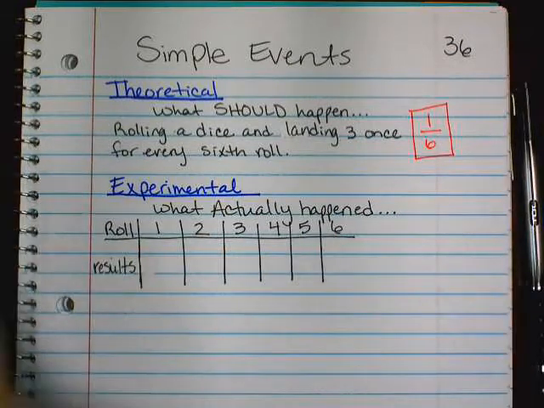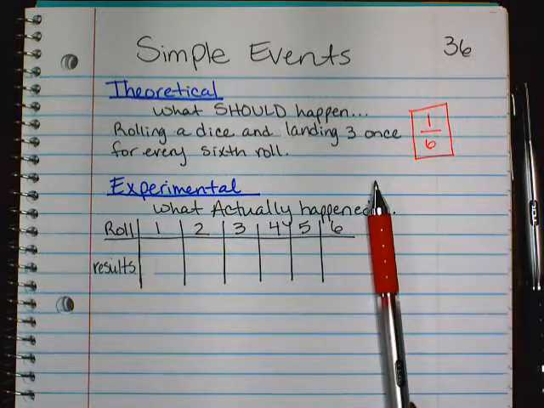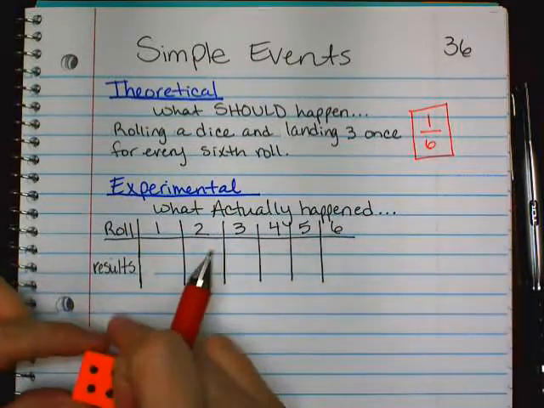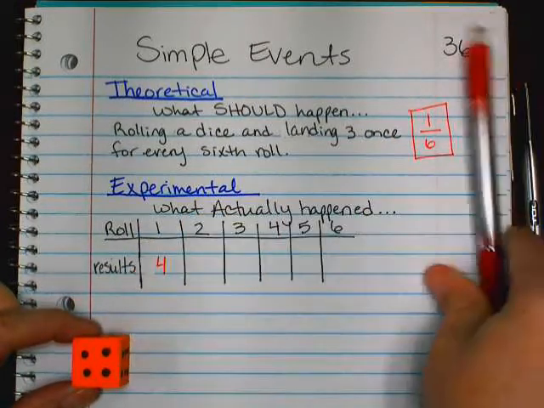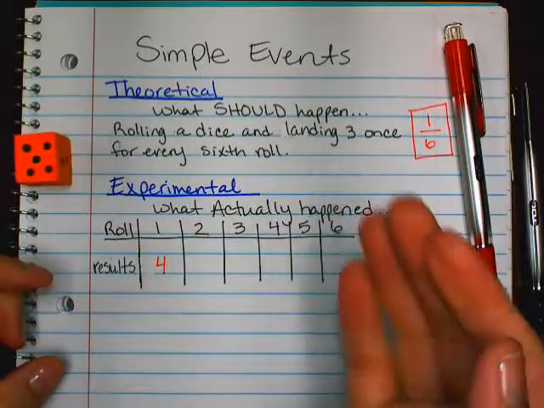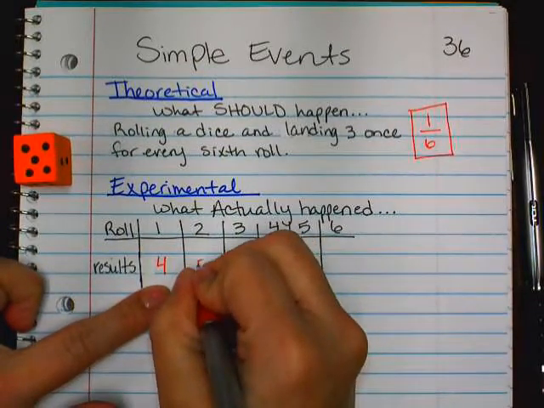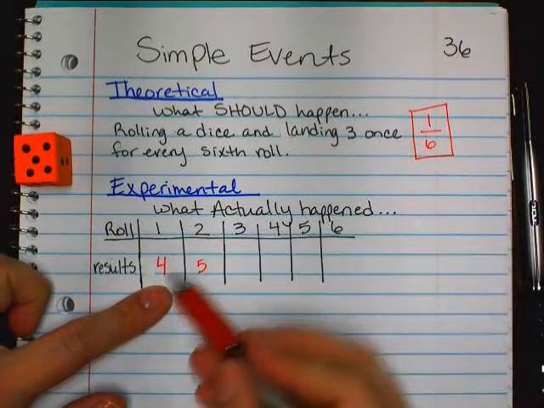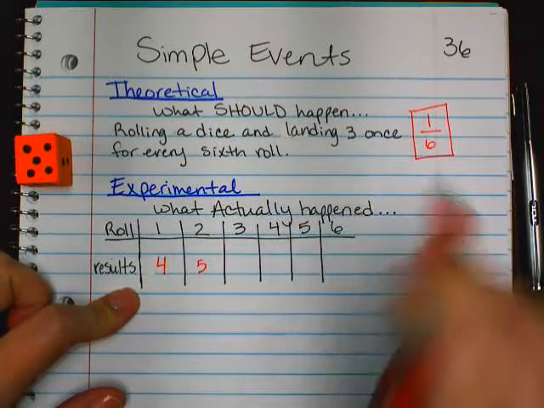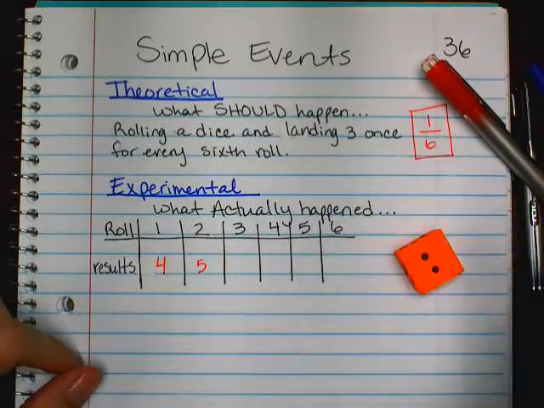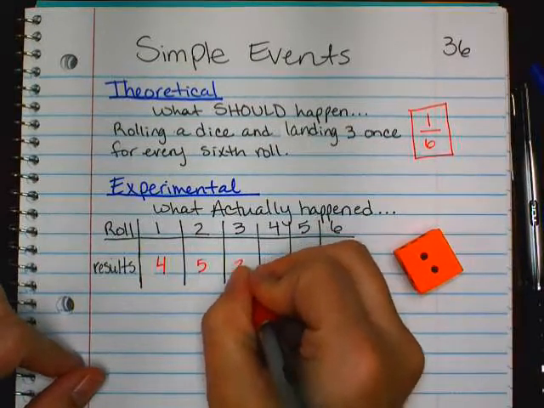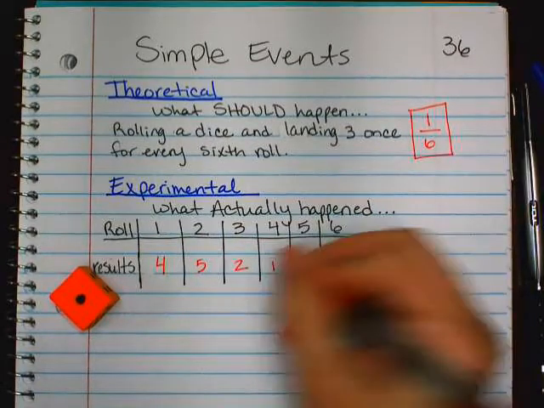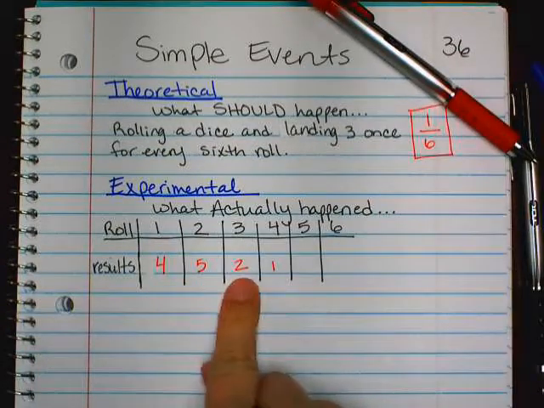Okay, so for our results, I'm going to write it in red pen. So we're going to roll the dice, and our first roll is a 4. Okay, our next roll is a 5. So what we're hoping to get is a 3. That's what we're wanting to get. So far we have not gotten a 3. We've gotten a 4, we've gotten a 5. Let's roll it again. Our next roll is a 2. Our next roll is a 1.